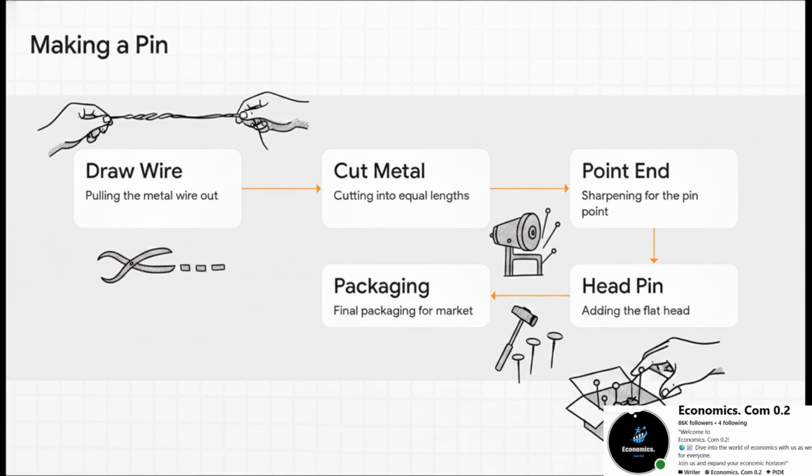But watch what happens when we tweak the process. Instead of one person doing the whole shebang, the complex task is broken down into 18 distinct specialized steps. One person draws the wire, someone else cuts it, a third points the end, a fourth adds the head, all the way down to the final packaging. Each worker is just doing one specific step over and over again.